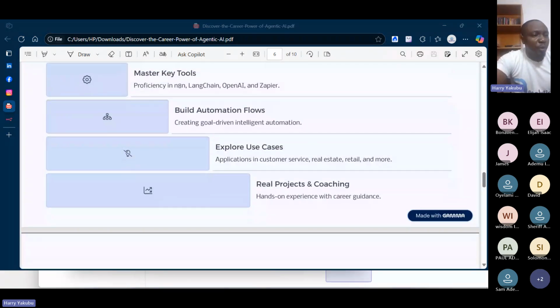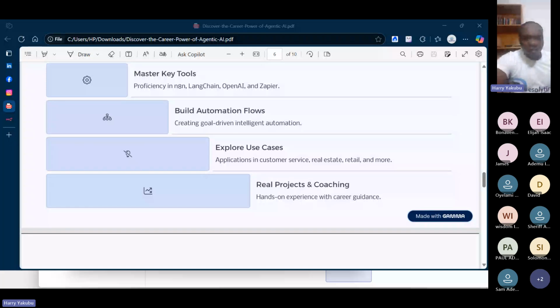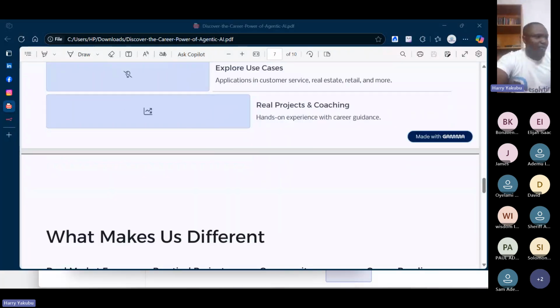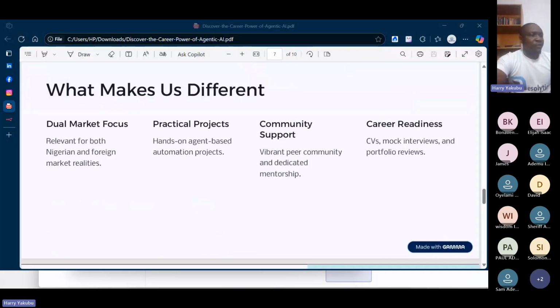And then there's real-world projects and coaching, hands-on experience and career guidance. That's what we offer here, right? So what makes us different? Dual market focus. We are making you become relevant for both the Nigerian and foreign market.